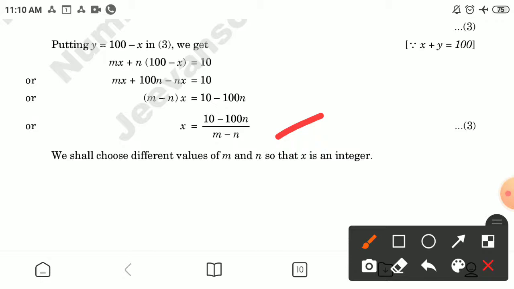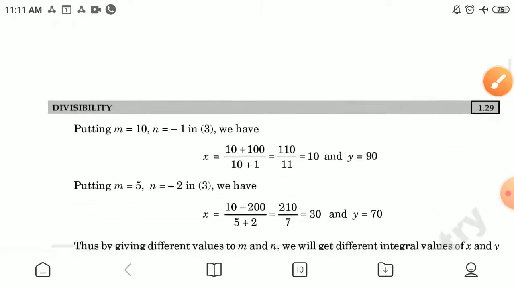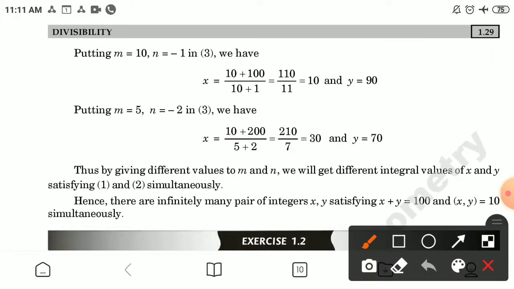We shall choose different values of m and n so that x is an integer. Putting m is equal to 10, n equal to minus 1 in third, we have x is equal to 10 and y is equal to 90. Putting m equal to 5, n equal to minus 2 in 3, we have x is 30 and y is 70. Thus by giving different values to m and n, we will get different integral values of x and y satisfying first and second simultaneously. Hence there are infinitely many pairs of x, y satisfying x plus y equal to 100 and greatest common divisor of x, y equal to 10 simultaneously.